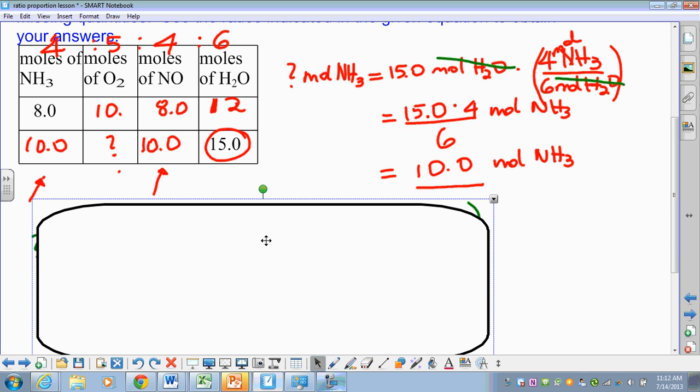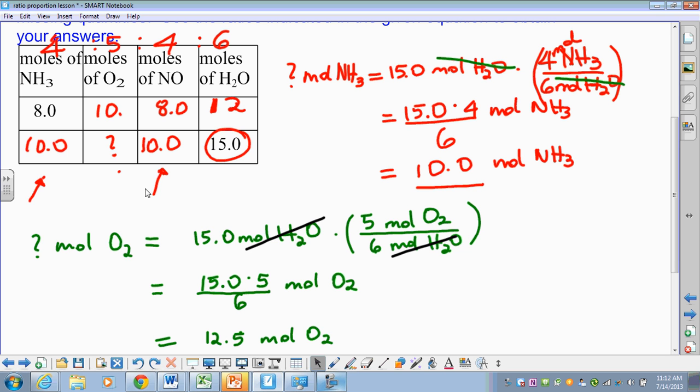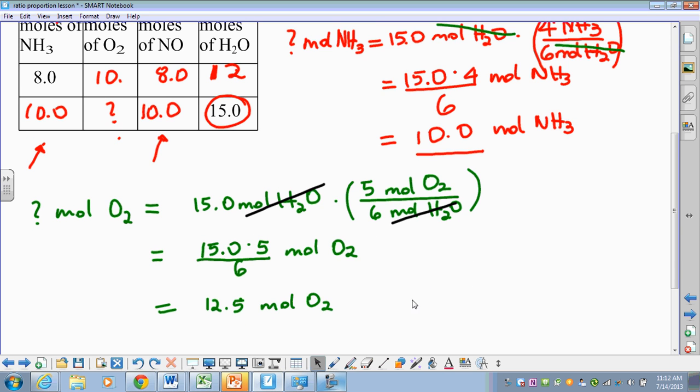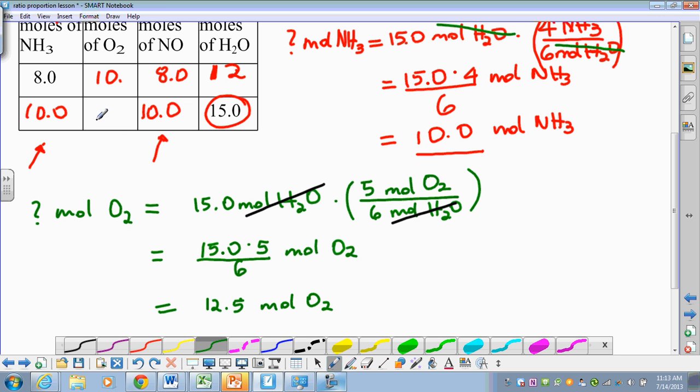And here's the answer to that question. Number of moles of oxygen, that's the question. Given was 15.0 moles of water. We put the conversion factor that we know between water and oxygen. The ratio was you need 5 moles of oxygen to produce 6 moles of water. 5 moles of oxygen for 6 moles of water. And the way we put this is because you want the moles of water to cancel. So we're left with moles of oxygen. When you do the math, you get 12.5 moles of oxygen. So you can fill in this space with 12.5.